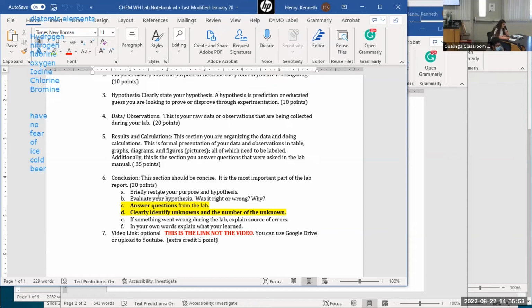The last thing is this part. I know some of you wanted to send me videos. I love the fact that you want to send me videos, but this is where I want you to put that video link. Every time you do your formal lab report, you have the opportunity to get extra credit points. Here's an opportunity for those.